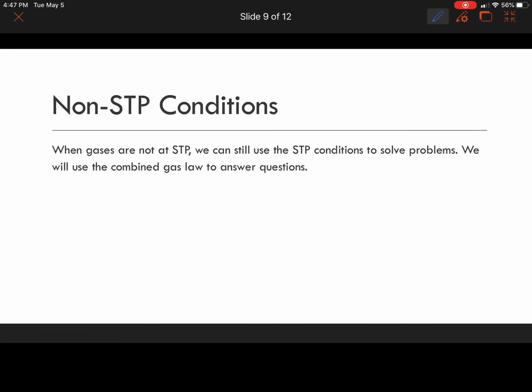Hi guys. So yesterday we learned about using the STP conditions for 1 mole of gas, and the volume is 22.4 liters. So now we're going to talk about, well, what do you do when it's not at STP? When gases are not at STP, we can still use the STP conditions to solve the problems, and we're just going to use the combined gas law to answer questions.